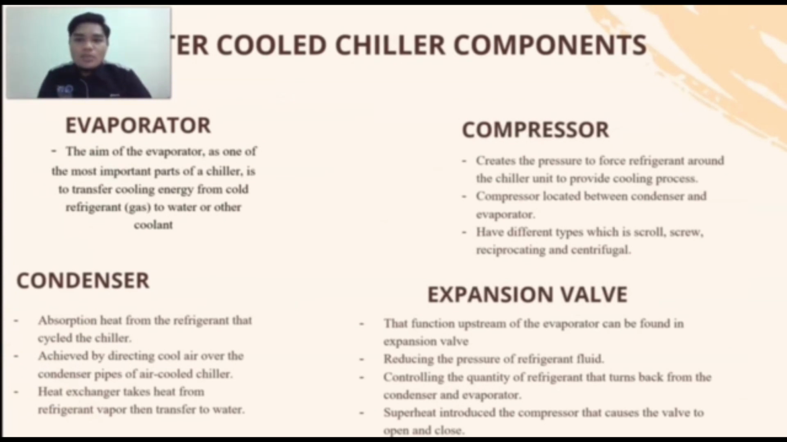Next is water cooled chiller component. There are four main components, which is compressor, expansion valve, condenser and evaporator. First is compressor. The compressor creates the pressure to force refrigerant around the chiller unit to provide cooling process. Compressor is located between condenser and evaporator. There are few types of compressor, which is screw, reciprocating, and centrifugal.